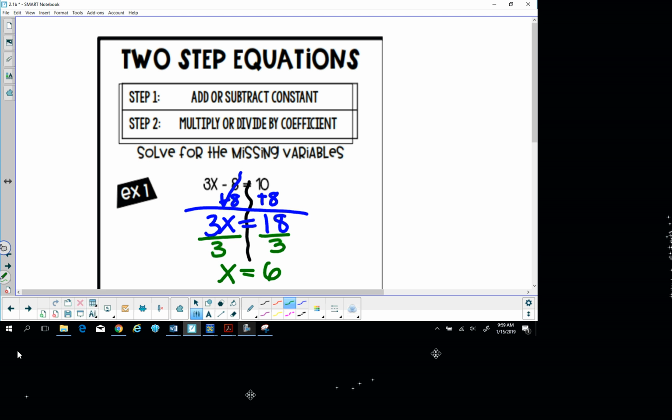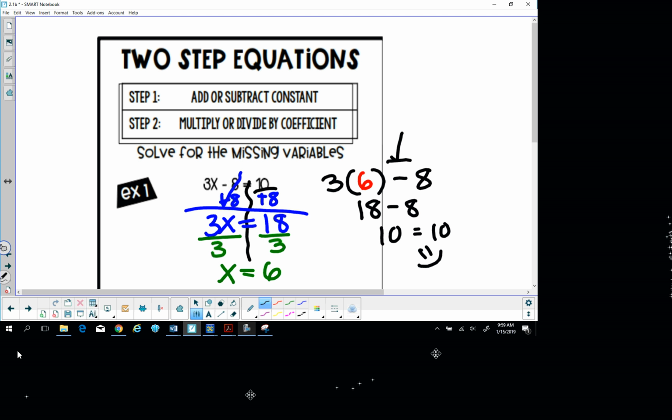Beautiful. And then to check your work, plug it in. So I could rewrite the original equation, but instead of x in my calculator, I'm going to put 6. You can put that in, or I can sit here and solve it. 3 times 6 is 18, minus 8 is 10, which is what I should get. Any questions on that? Cool.